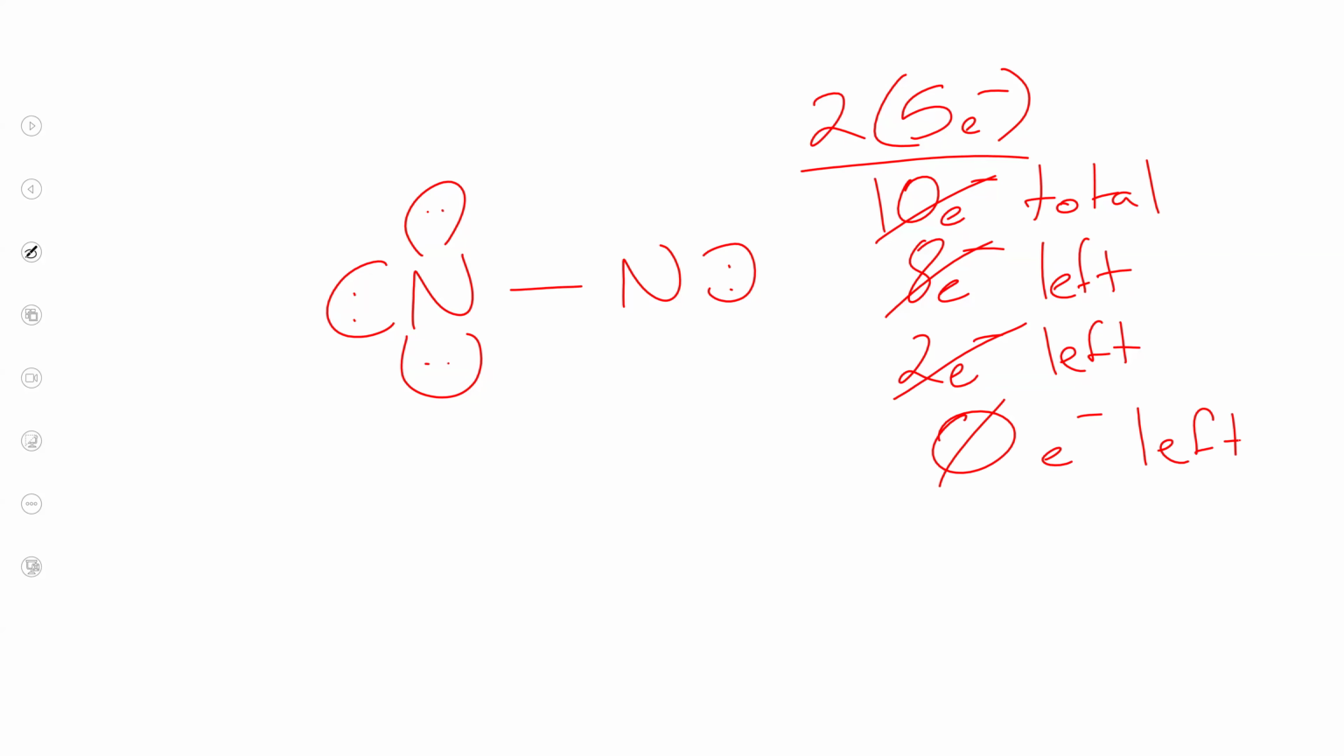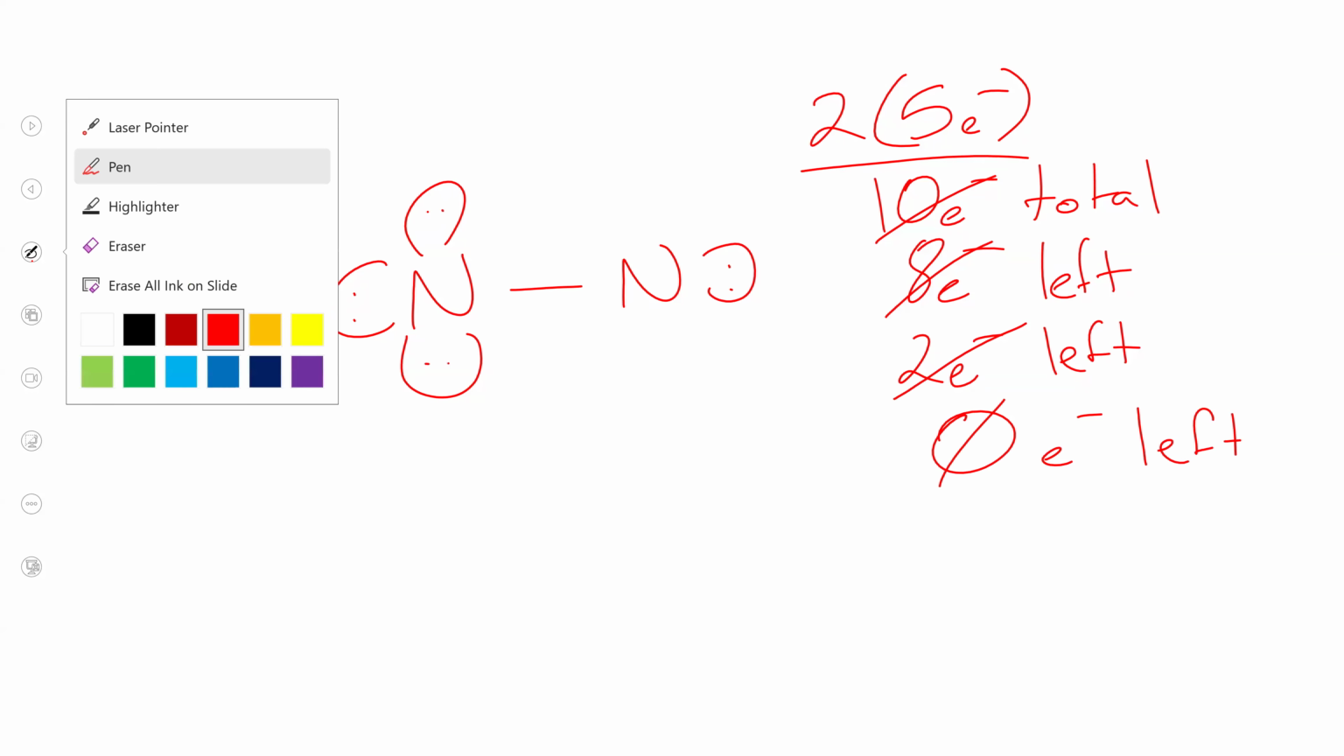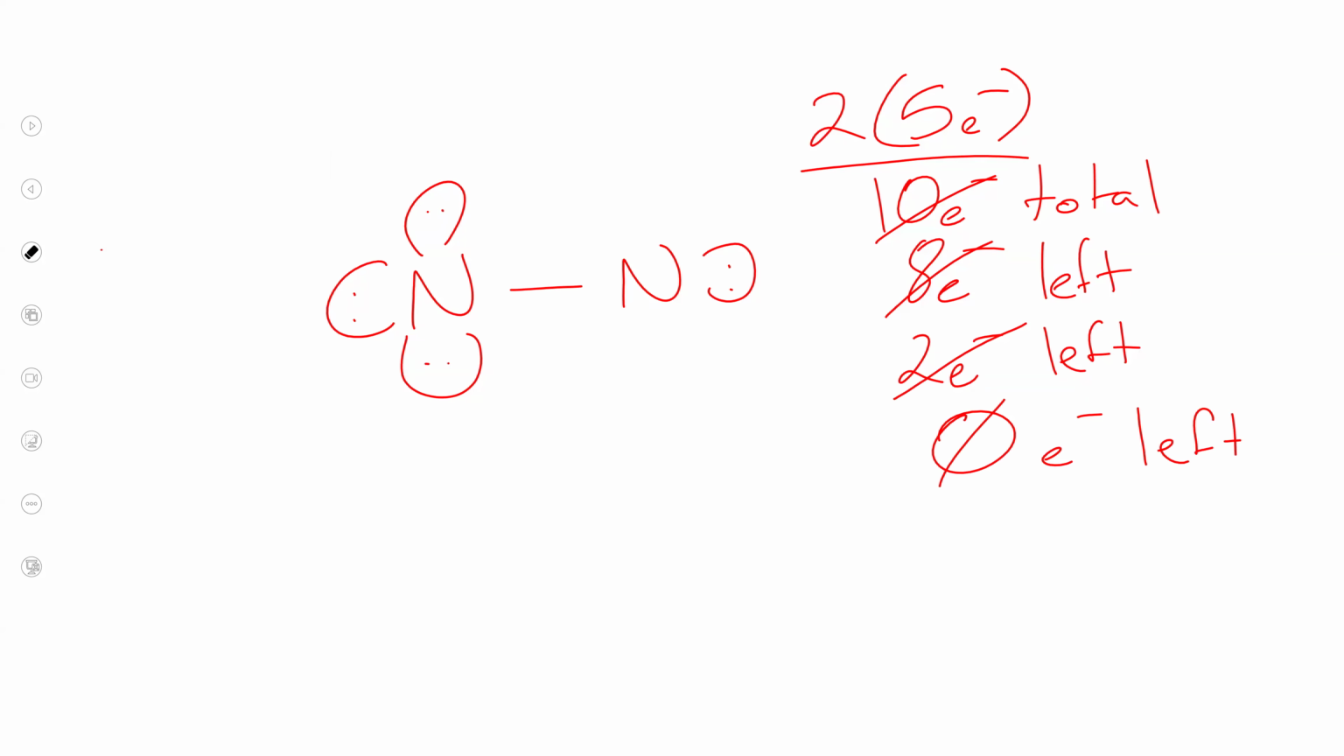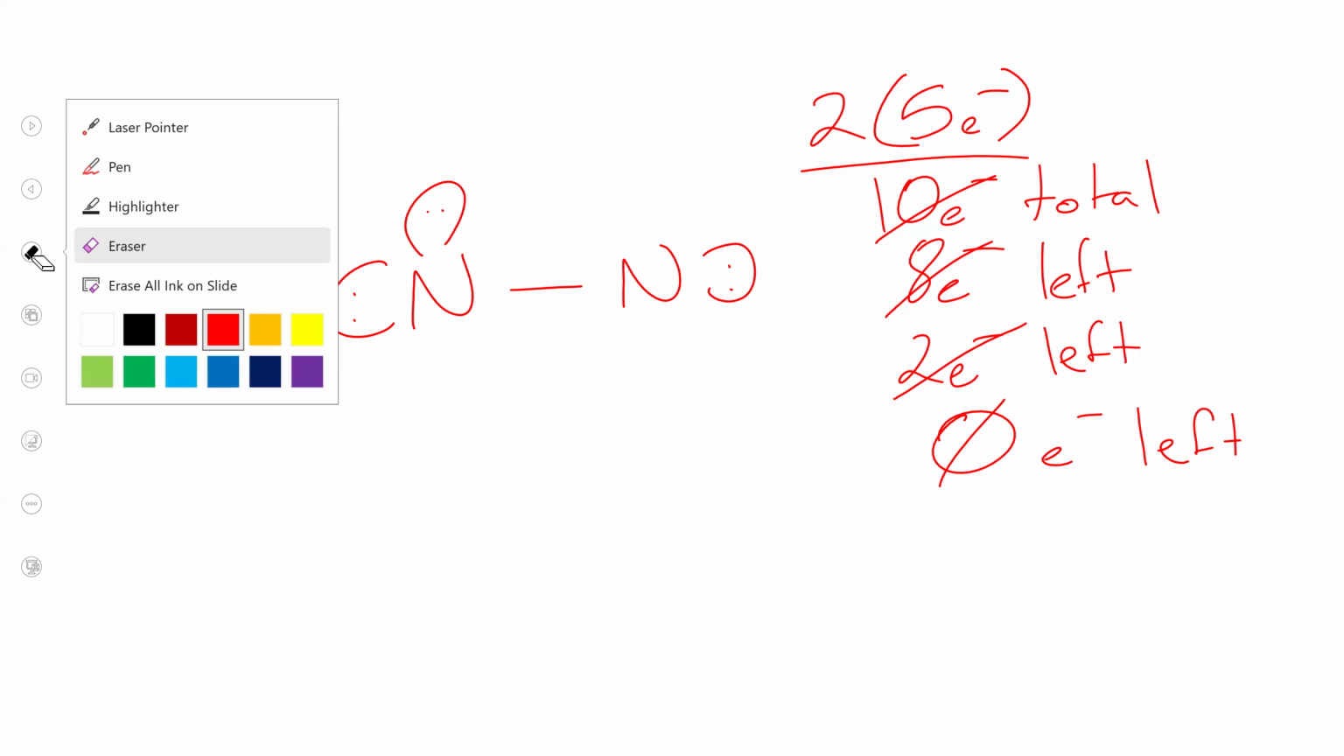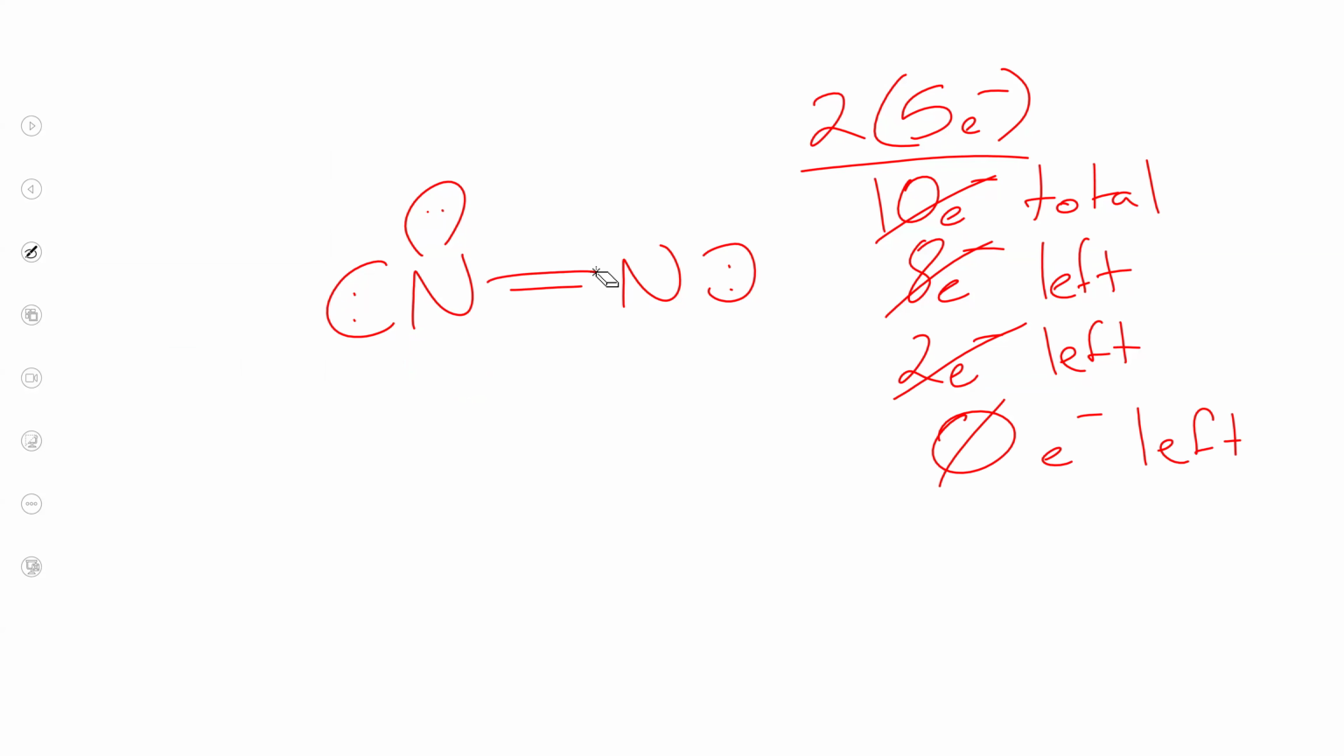So now we're going to start. We've run out of electrons. We still haven't finished filling the right-hand nitrogen's valence shell. So we're going to start making double bonds. Erase. Draw another bond. We good?